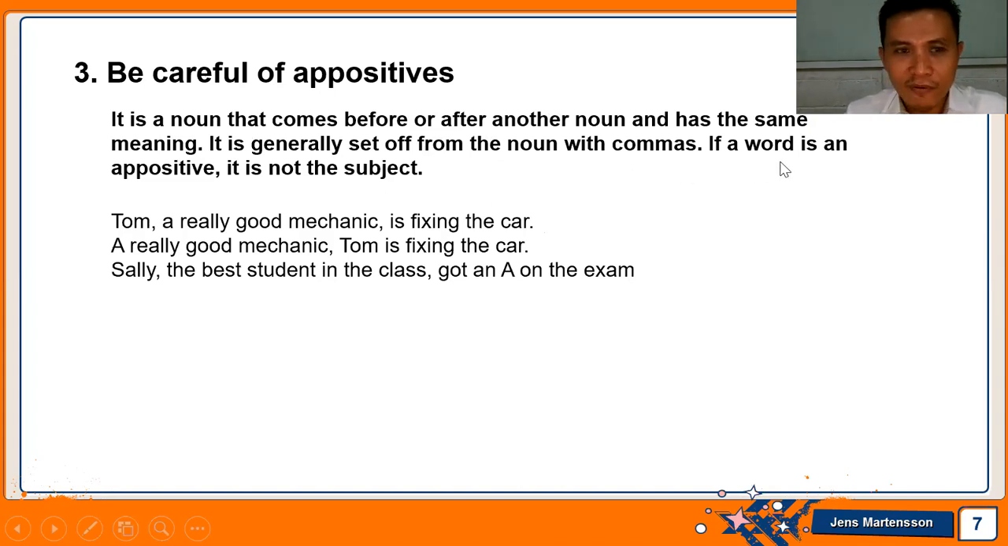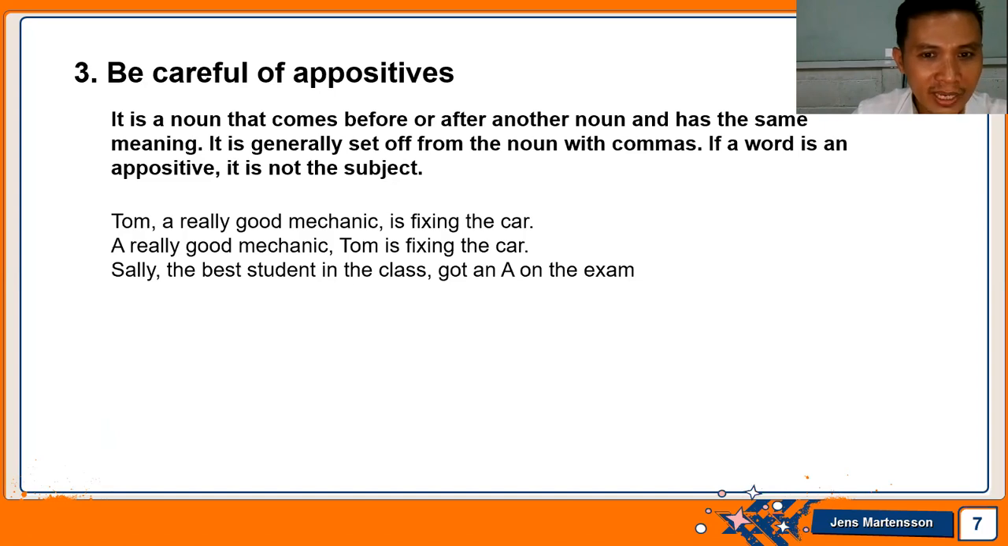If a word is an appositive, it is not a subject. Nah, kalau kata bendanya yang appositive itu dia bukan sebagai subjek, tapi sebagai yang menerangkan terhadap apa itu, yang sebelumnya atau sesudahnya. Okay, to make it clear, here are some examples.